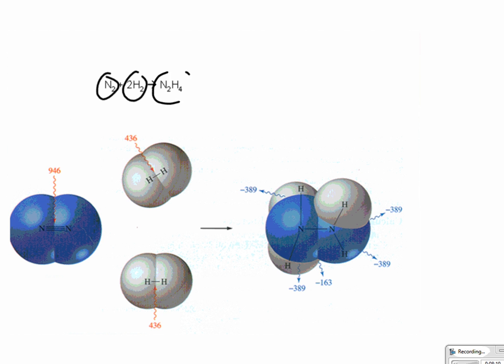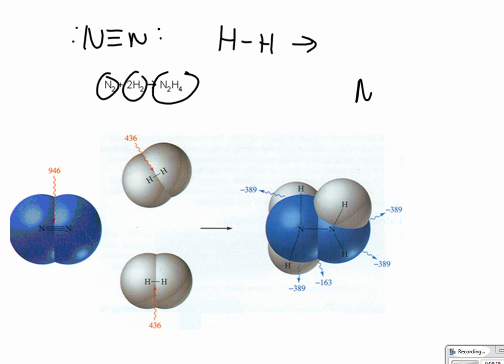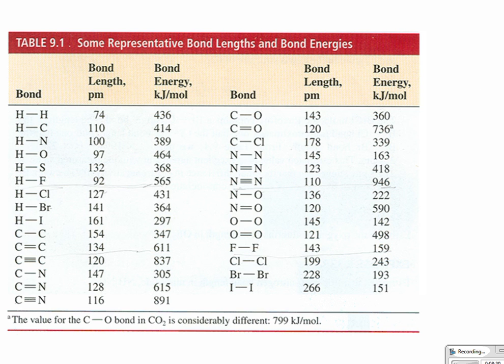My first step would be to draw the N2 Lewis structure, and then the H2 Lewis structure, and then an arrow to NH4, which is going to look something like that right there. I have that molecule right there. And then when I go to do bonds broken, bonds formed, I have a chart. They'll provide me a small chart on the AP exam.